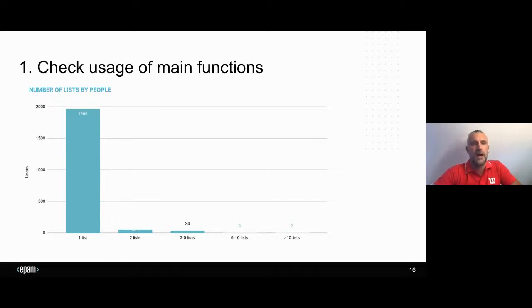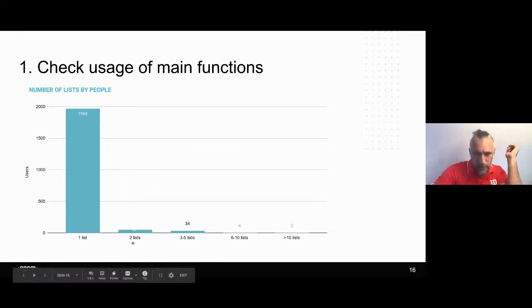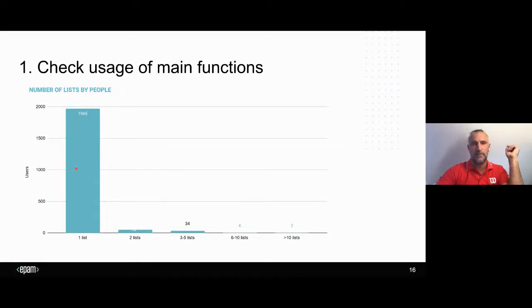The second part is how many lists people have. You can see that 1,900 got just one list. Around 32 have two lists, and so on and so forth. Just two guys have more than 10 lists. And the major audience is here, and it doesn't look so bad.